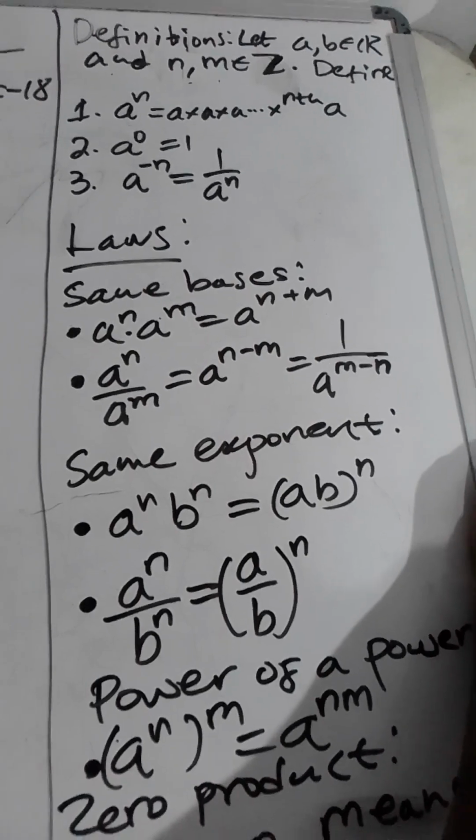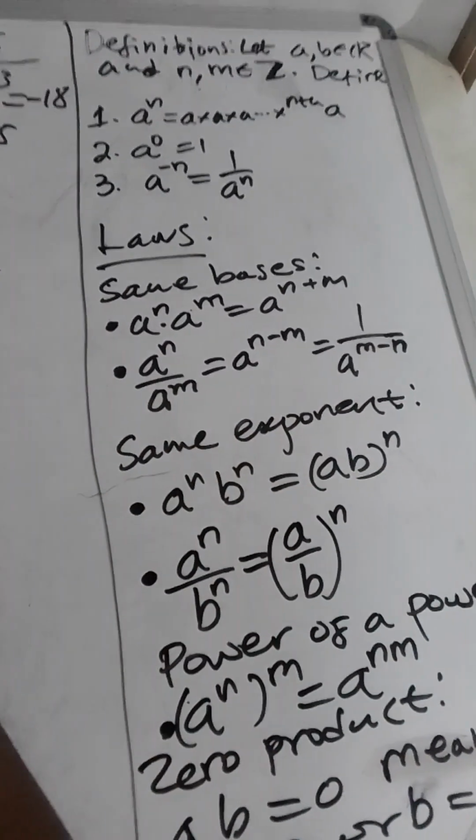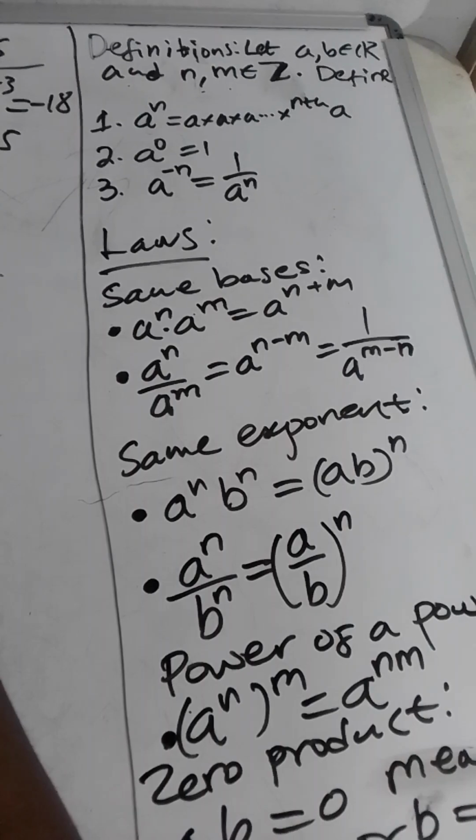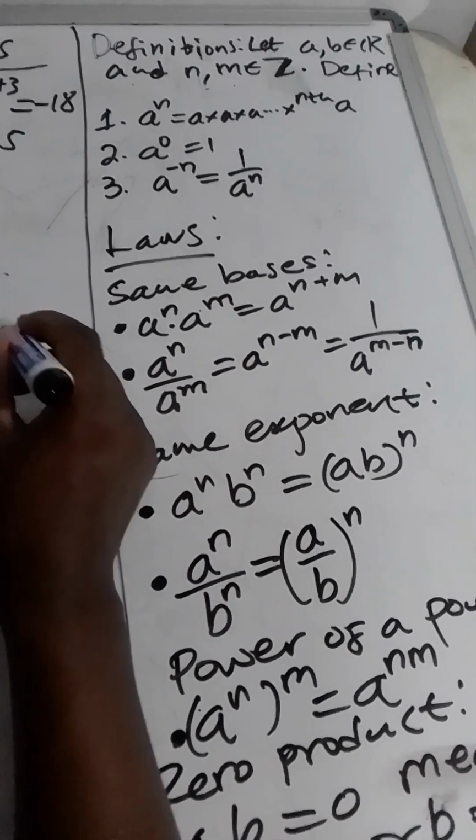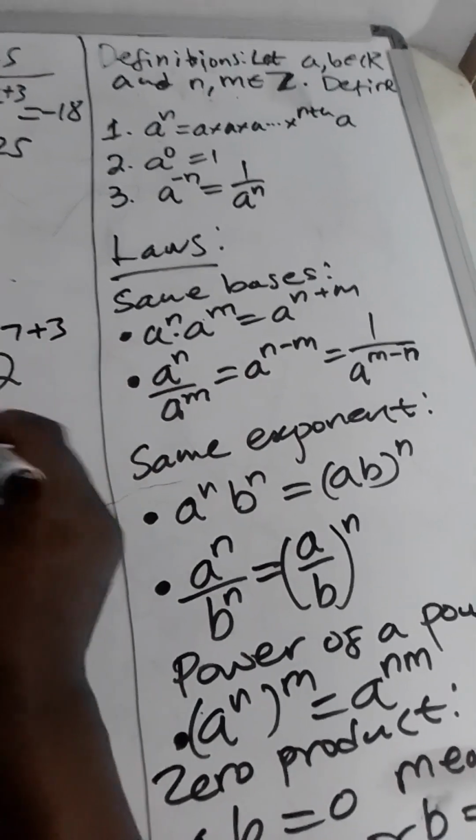you either take the top exponent and minus it in the bottom, or the bottom exponent and minus it in the top. So, for example, if you have 2 to the exponent 7 times 2 to the exponent 3, this will be 2 to the exponent 7 plus 3, which is 2 to the exponent 10.